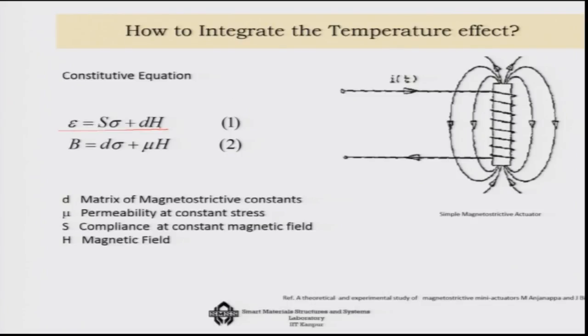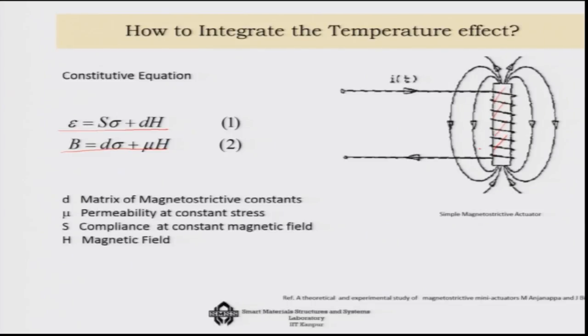As I have told you earlier, epsilon is S sigma plus d h, and B, the magnetic flux intensity, is d sigma plus mu h. Now, as I am applying current in the coil, what is happening? It is generating the magnetic field all around. And part of that magnetic field is coming back to the terminal D dot, suppose if it is a terminal D dot.